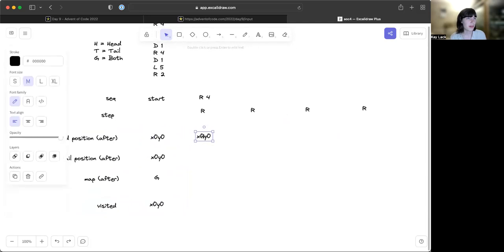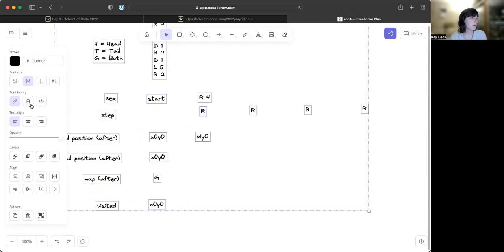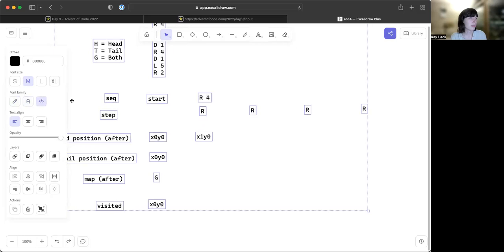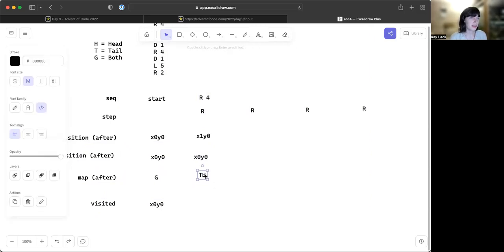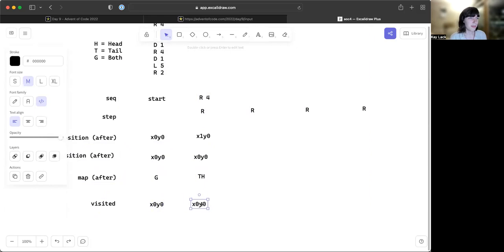Okay, so after R, the head position will be 1. Oh, that's ruined everything. The head position will be 1, and the tail position will be still the same, and the map after is going to be like this. And visited, we're going to have the same.